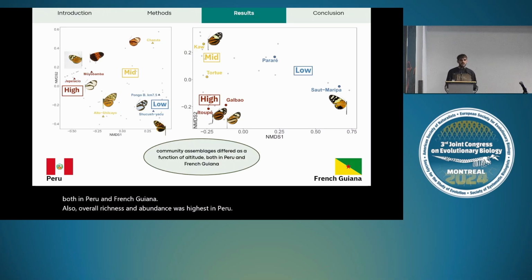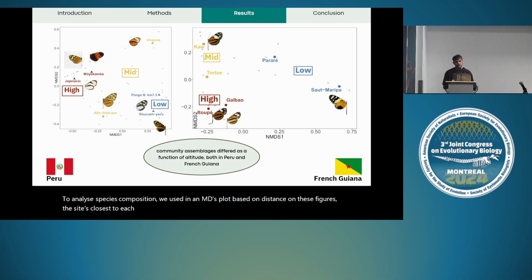To analyze species composition, we used NMDS plots based on Bray-Curtis distance. On these figures, the sites closest to each other are those that share the most similar species assemblages, both in terms of species presence and abundance. We find sites at similar altitudes are more similar to each other than to other sites, and this is true for both regions.